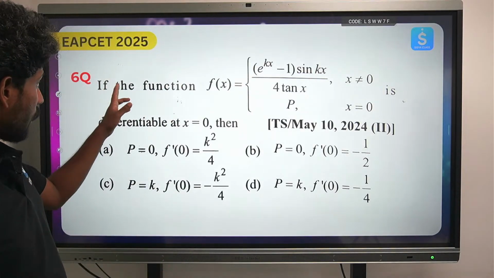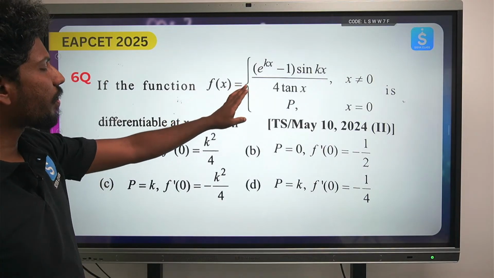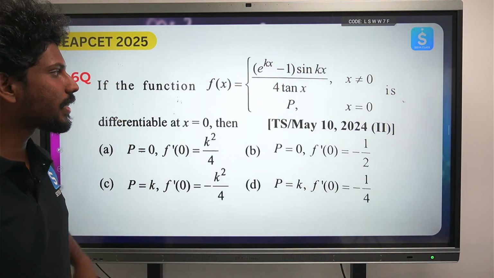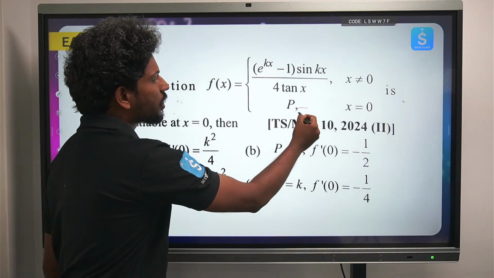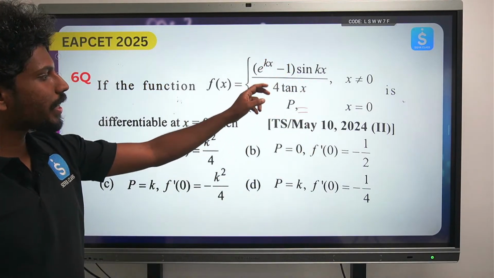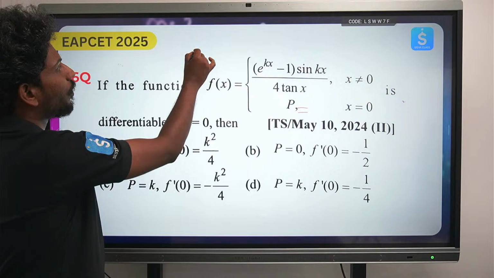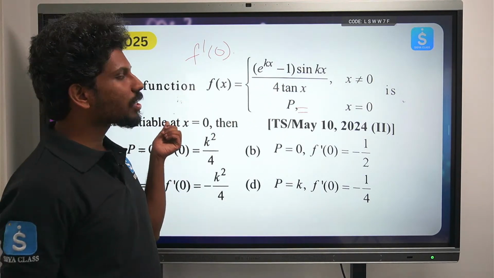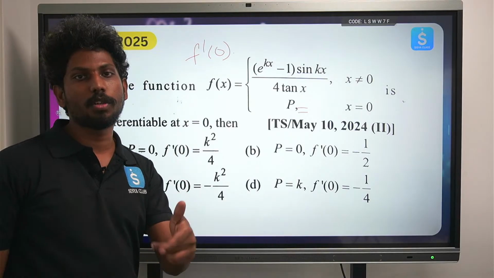So the question we have here is f of x equals e power kx minus 1 into sin kx by tan x, and he's saying the other partition is equal to p. So you need to find the value of p, as well as he's asking us for what is f dash of 0. So quickly go, look, this value, he's saying it is already differentiable, so hence it needs to be continuous.